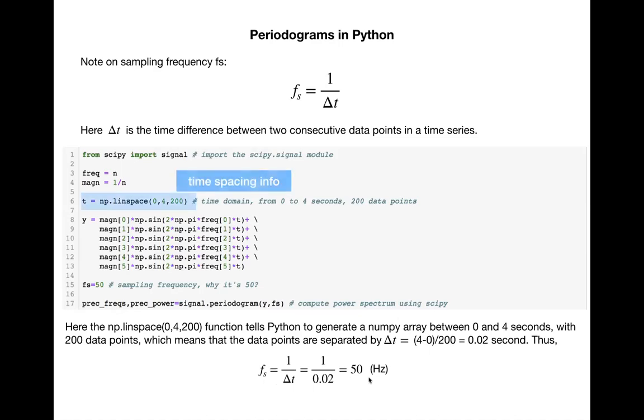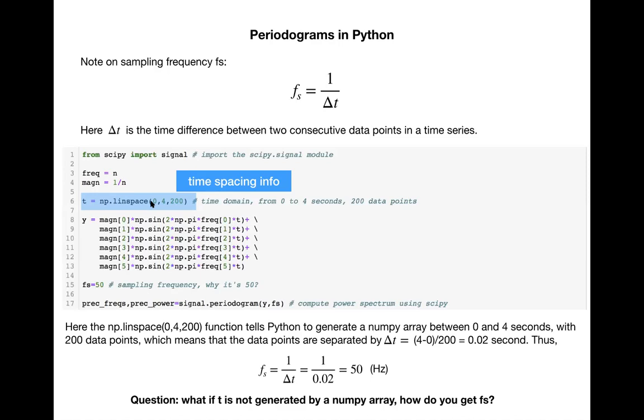So this is the time spacing information. If it's not generated by a NumPy array, for example, if you got a time series from elsewhere, you need to work it out. This example is very clear because I clearly defined the time, which is from 0 to 4, separated by 200 points.